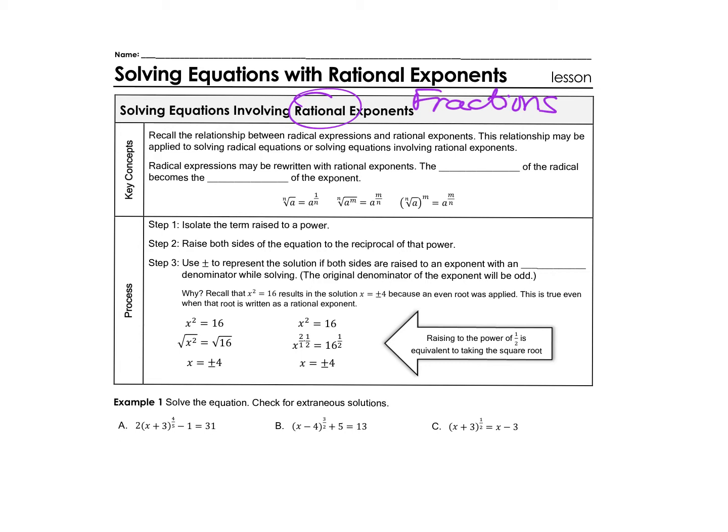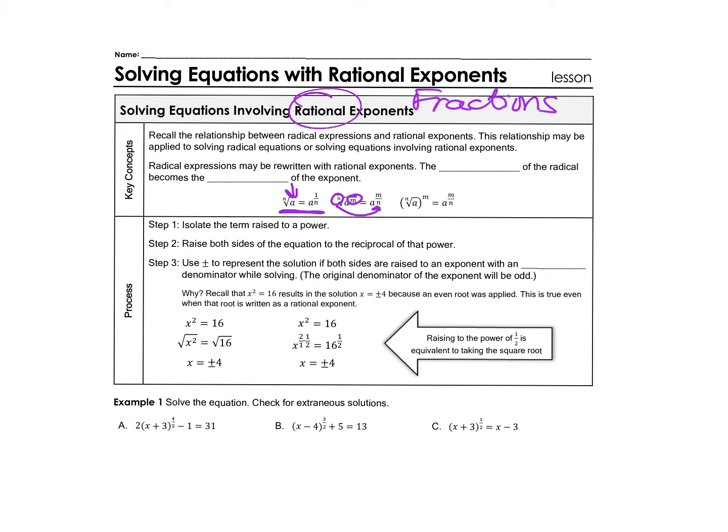Recall the relationship between radical expressions and rational exponents. This relationship may be applied to solving radical equations, which we've been talking about, or solving equations involving rational exponents. So radical expressions may be written with rational exponents. We've talked about this before. If you have a radical, you can change it to a rational exponent. So if you don't remember, the exponent stays there, the index becomes the denominator, and vice versa. So if you have your rational exponent, you can rewrite it as a radical.